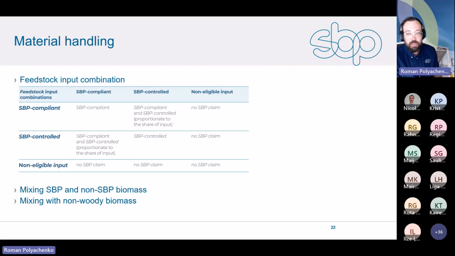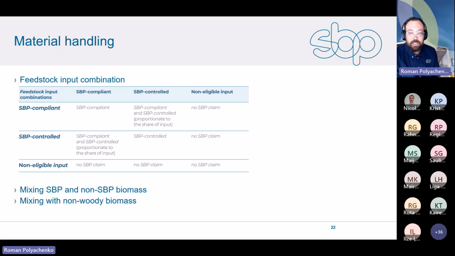The certified biomass shall not be mixed with non-SBP certified biomass at any point after biomass production. So it means that if you are a trader in a harbor and you receive SBP compliant or controlled pellets, and then you also receive FSC certified pellets or PEFC certified pellets, you cannot mix them physically. If you mix them physically, then you lose the status of certification.